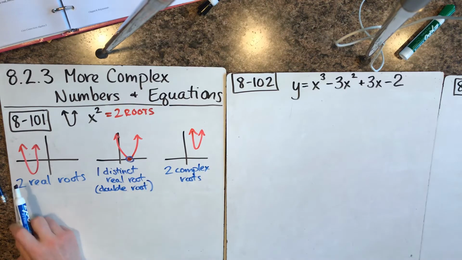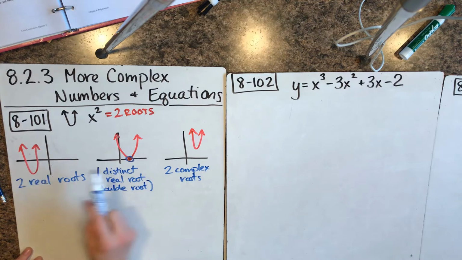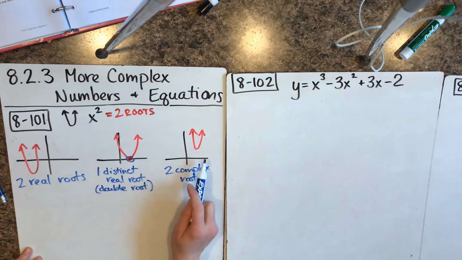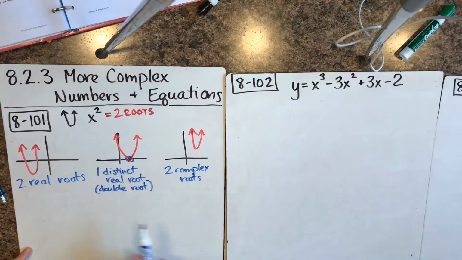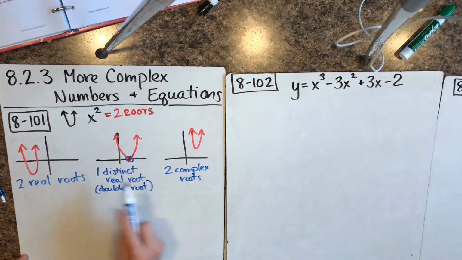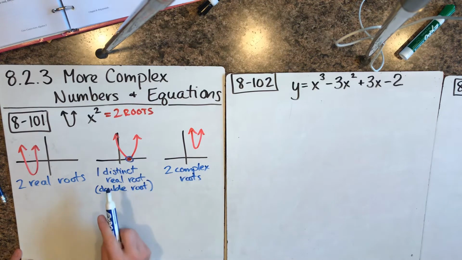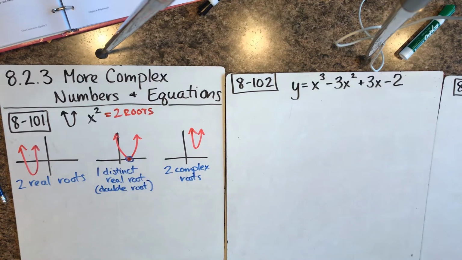So if I'm asking you which of these graphs have real roots, the first one and the second have real roots. This one does not have any real roots, it only has complex roots. Which ones have complex roots? Only the third graph. They all three have two roots, technically speaking. This one is just one root, but it's a double root.